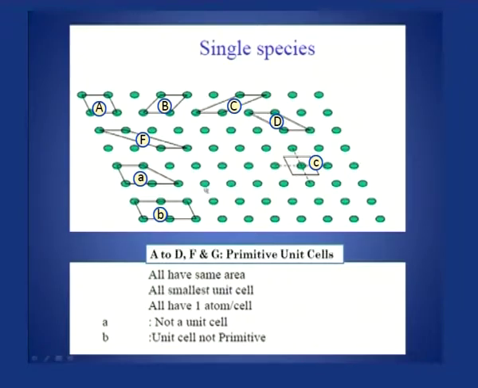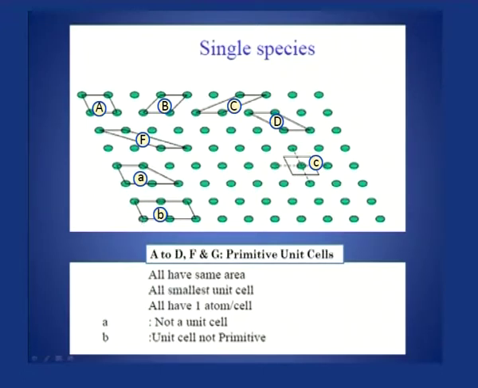Now, what about this small a? Small a is neither a primitive cell nor a compound unit cell. The reason being, by translating this a, you will not get the lattice. You see, a has a funny shape. By translating a, you will not be able to generate the lattice. So, a is not a unit cell.